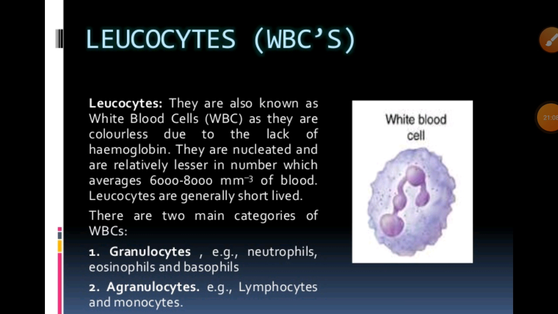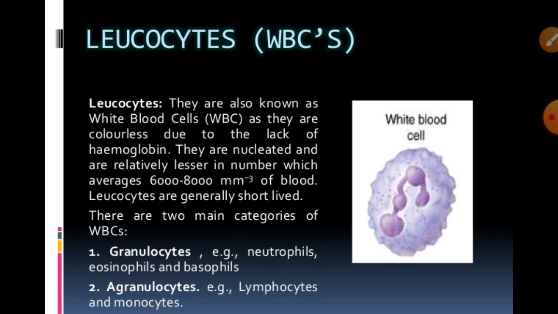We can also say that these leukocytes are known for being the most active and motile contingent of the blood. They do not possess the red color, that means they do not have hemoglobin, so they are colorless. WBCs are nucleated and generally have a very short life. In number, there are about 6,000 to 8,000 per cubic millimeter of blood.